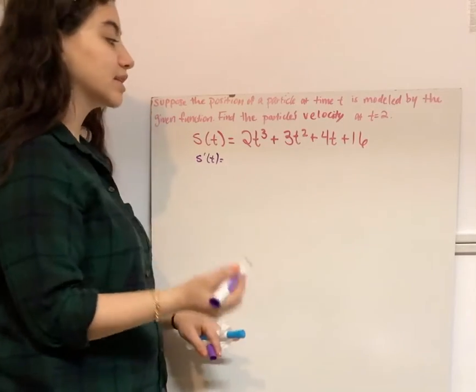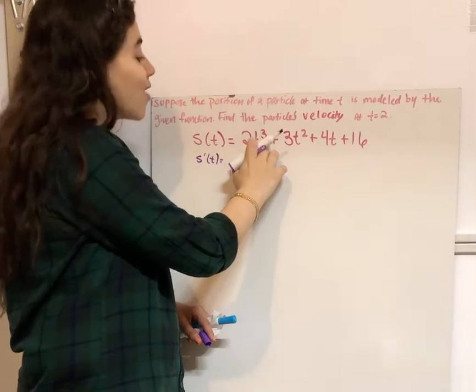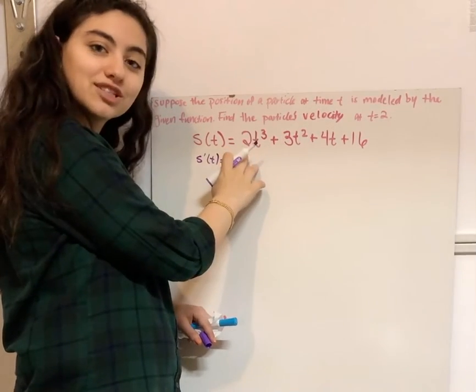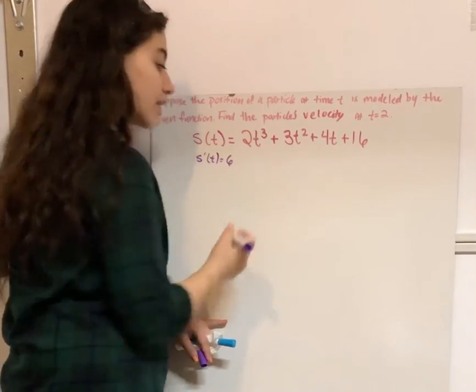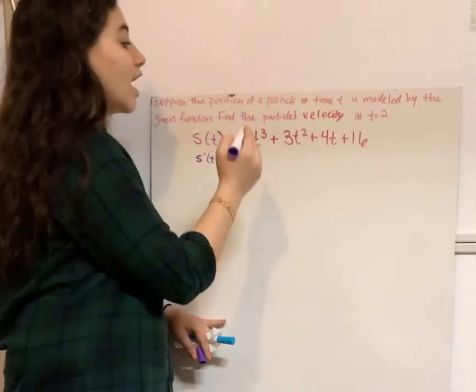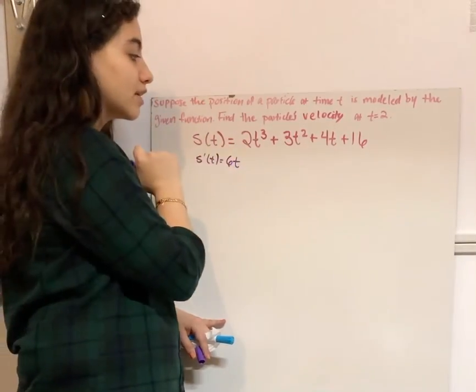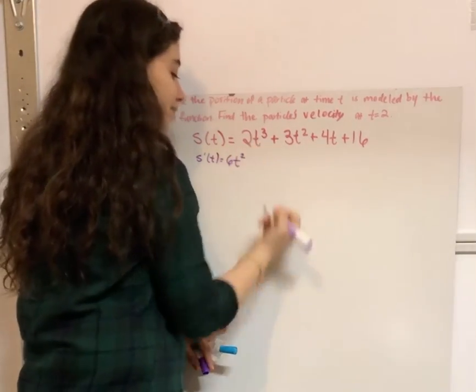And the power rule tells you that you must first take the exponent, which is 3, and multiply it by the coefficient, which is 2. So here we have 2 times 3 is 6. Then, you write your variable, which is t, and you subtract 1 from your exponent. So 3 minus 1 is 2, and we write that.